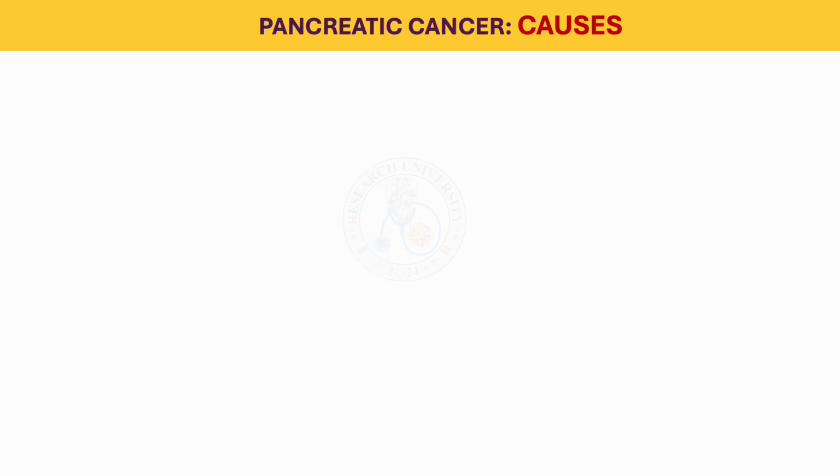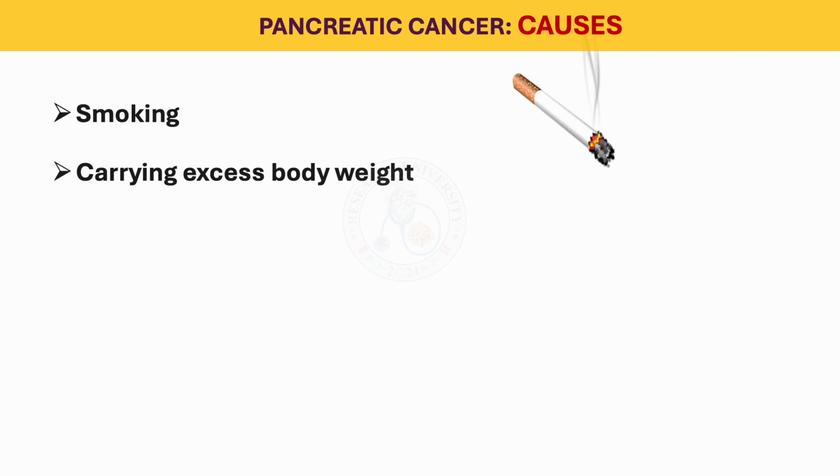Until now, we know about pancreatic cancer and its types. Let's see what are the causes and risk factors of pancreatic cancer. First one is smoking. Smoking is one of the most significant risk factors for pancreatic cancer. Cigarette smoke contains carcinogens that can damage the DNA of the pancreatic cells, leading to the development of cancerous growth. And another one is carrying excess weight.